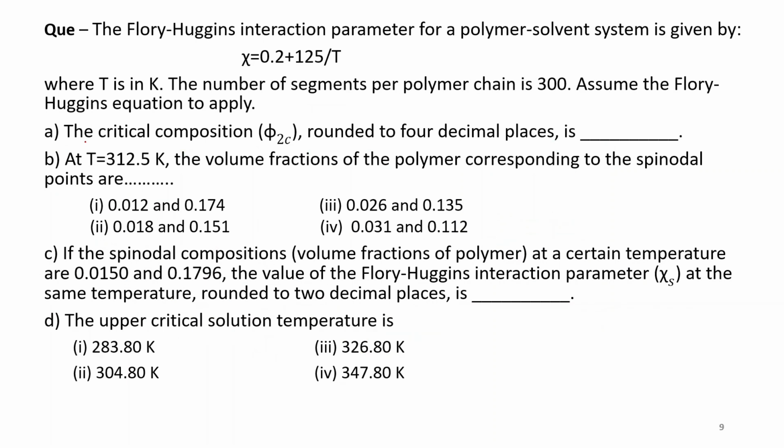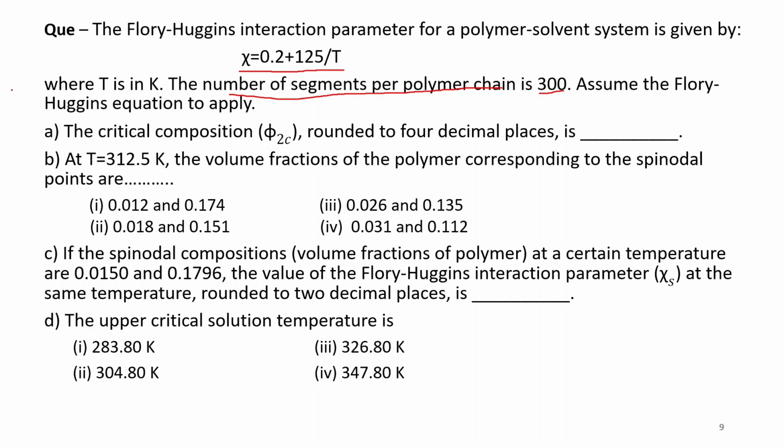Let's move to the next question. The Flory-Huggins, this is a practice problem. The Flory-Huggins interaction parameter for a polymer solvent system is given. So chi, which is the Flory-Huggins interaction parameter, is given as equal to 0.2 plus 125 divided by T, right? And the number of segments per polymeric chain is also given as x equals 300. Assume the Flory-Huggins equation to apply.